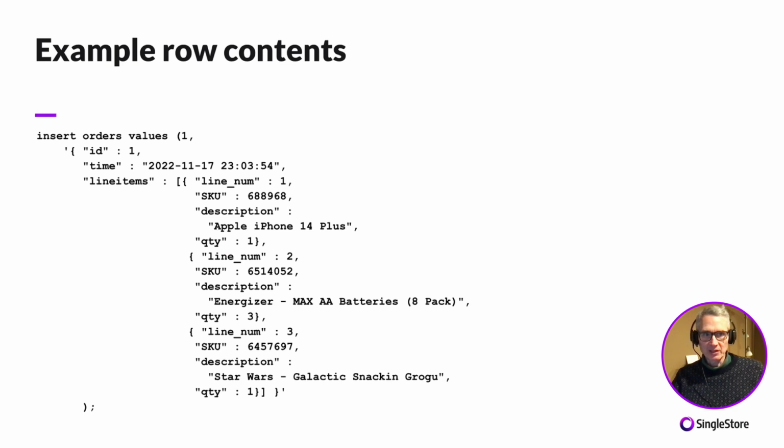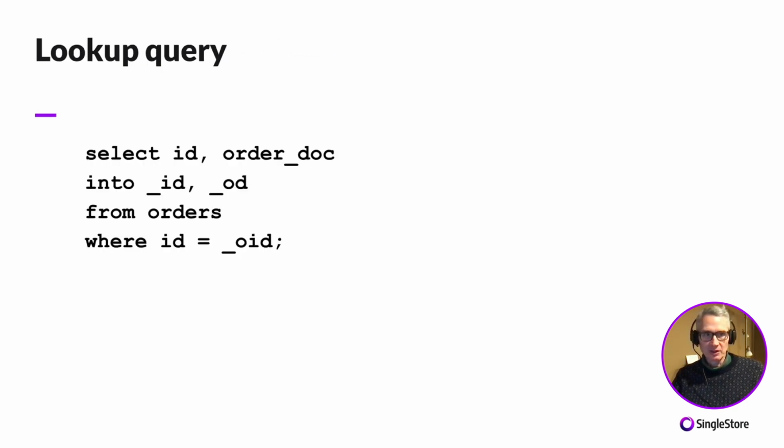So our goal is we'd like to be able to look up one row in this table fast. So let's demonstrate that. Here is the lookup query. It just looks up the ID and order document into some variables from the orders table where the ID is a constant value that's in that variable underscore OID.